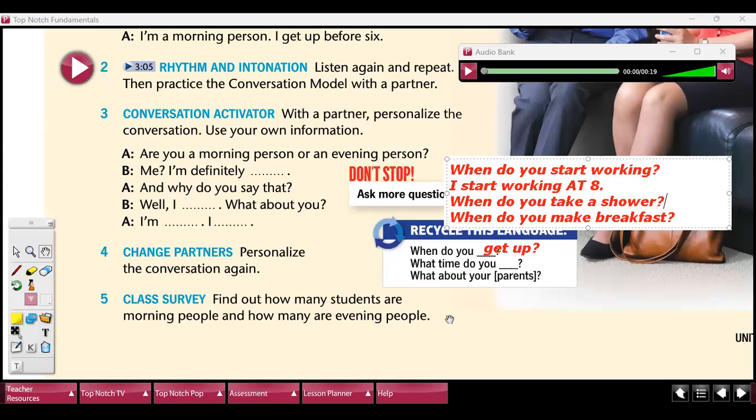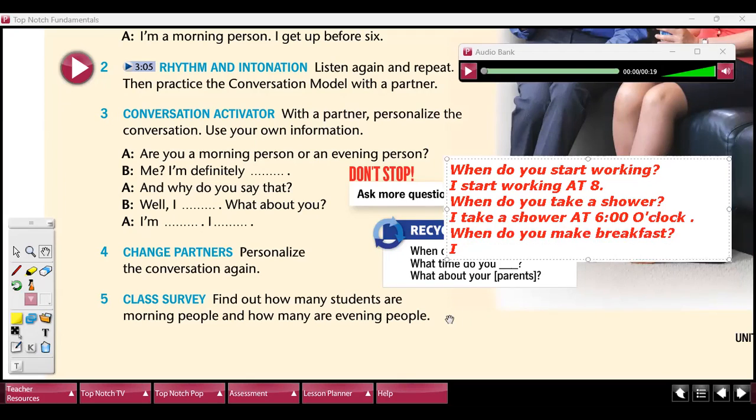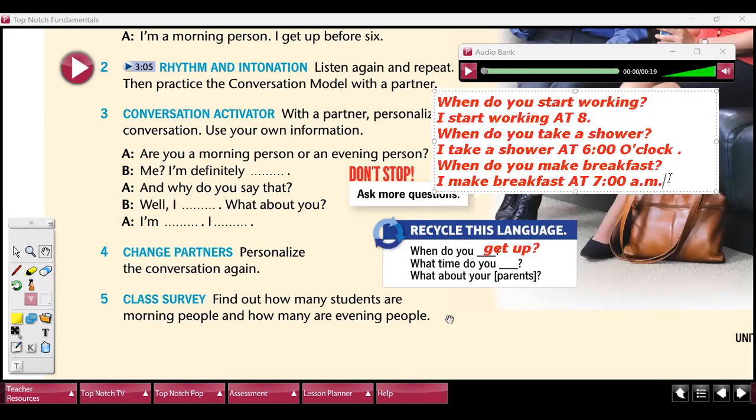When do you take a shower? So the subject, I take a shower at, okay, maybe 6 o'clock. Las 6 en punto. When do you make breakfast? I make breakfast at 7 a.m. before going to work. Podría ser algunas de las ideas que pueden ir utilizando.